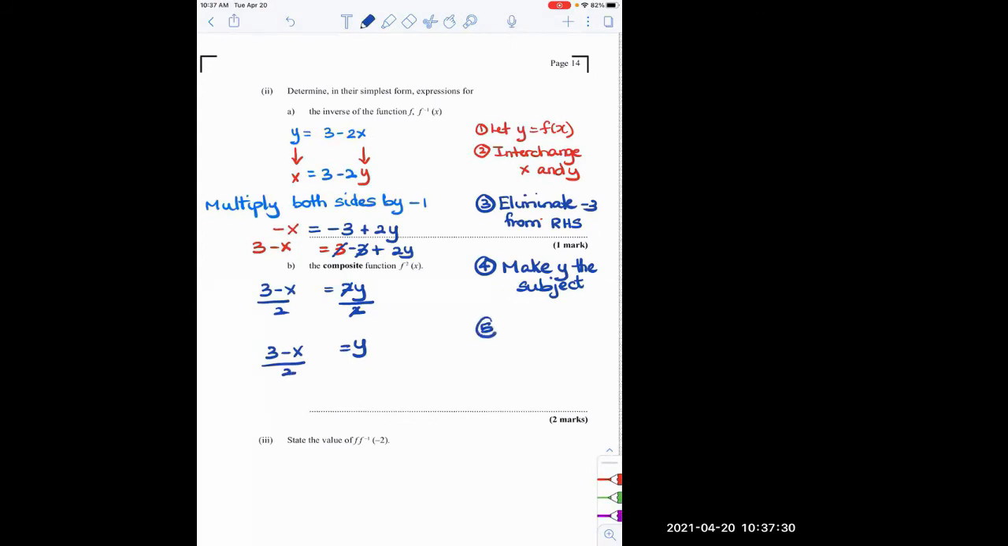And the last step, replace y with f inverse of x. So f inverse of x is 3 minus x over 2. Do you all understand now? Yes, miss. Yeah, miss.